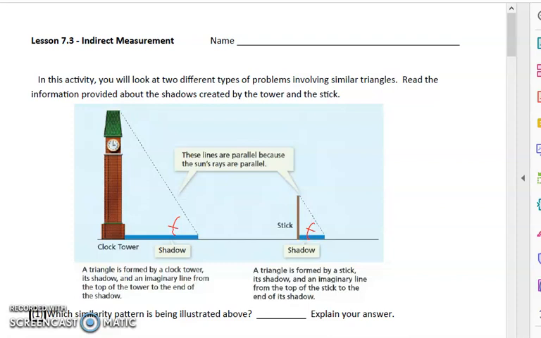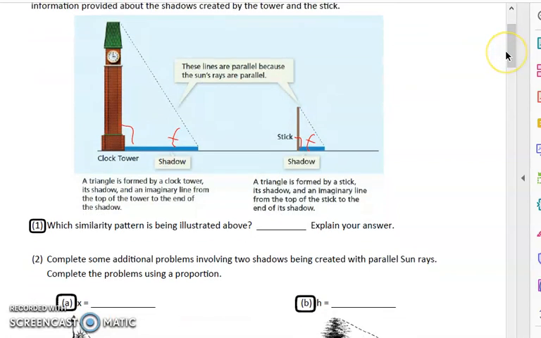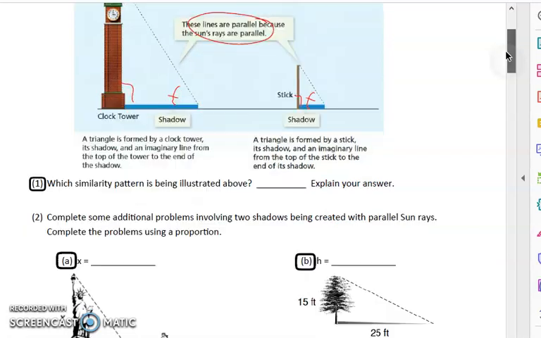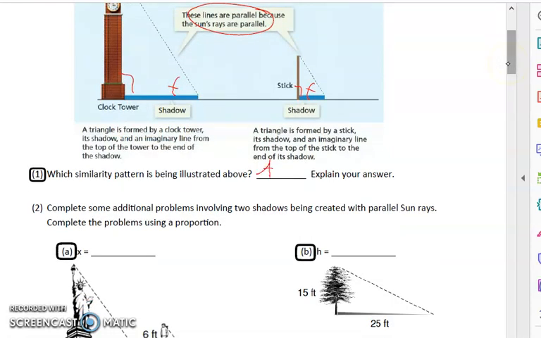And if we assume that both objects are perpendicular to the ground, what we have here is a situation where two triangles are similar by angle. So again, that sun ray, we're talking about parallel, so that's why it's getting those corresponding angles to be the same. So angle is the pattern that we're going to be looking at in this handout.